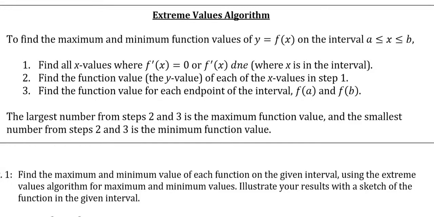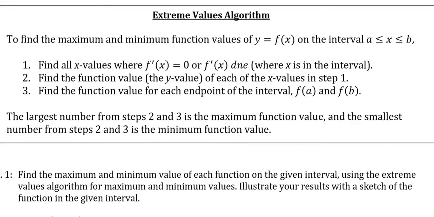First step, find all x values where f prime is 0 or f prime does not exist. And to do that, you have to take the derivative. So you're given a function, you take the derivative, you determine where it's 0, where it does not exist. We've already done that in the last unit. That's why we did that on that day. Okay.